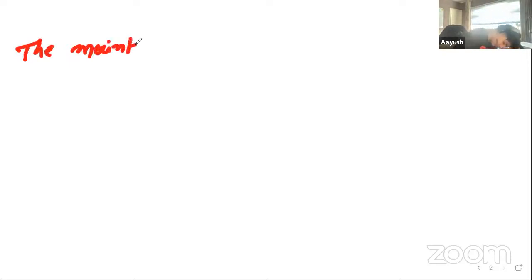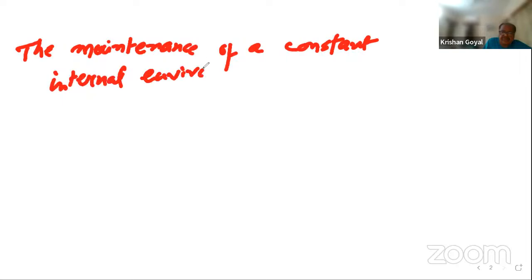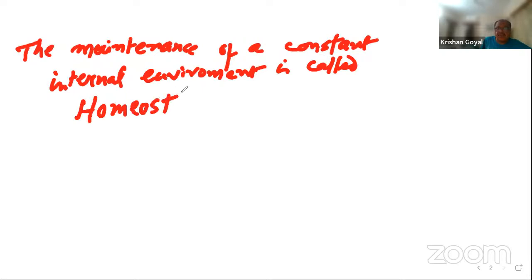The maintenance of a constant internal environment is called homeostasis.